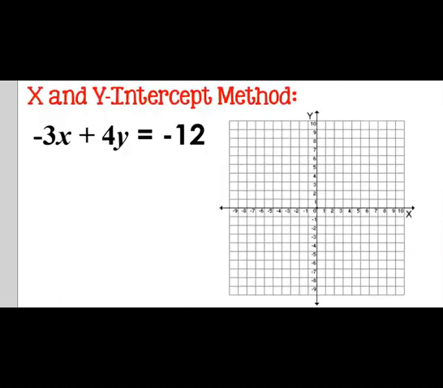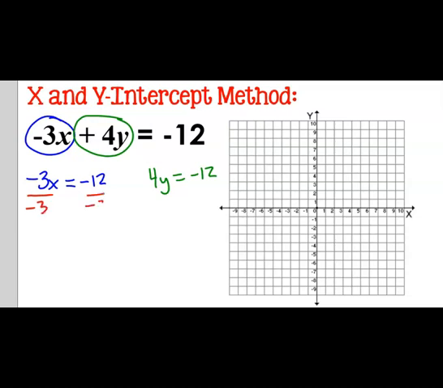Let's do that again. As soon as you have an equation, you take the first x value term and you set it equal to the answer. Then you take the second value term and set that equal to the answer. And when you use your inverse operations, you'll be able to find your 2 intercept values. This time, x is positive 4 and y is negative 3.